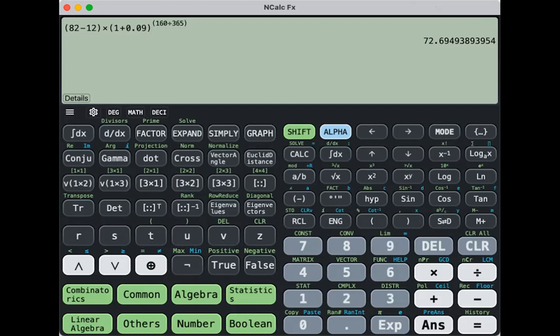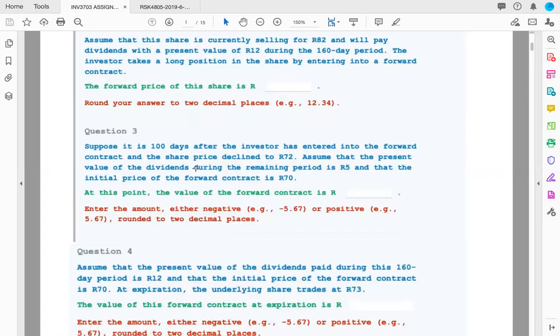Okay. So let's move on to the next part of the question. The next part of the question says, suppose it is 100 days after the investor has entered into a forward contract and the share price has declined to 72. Assume that the present value of the dividends during the remaining period is 5 Rand and that the initial price of the forward contract is 70 Rand. At this point, the value of the forward contract is dash.